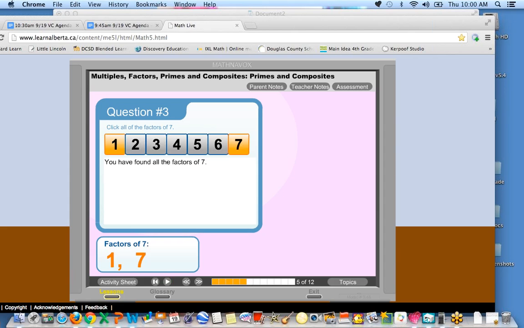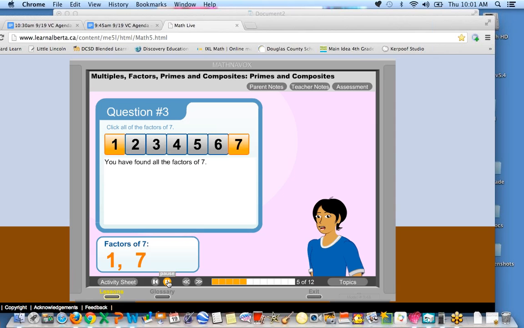No, right? Because 2 times 2 is 4, 2 times 3 is 6, 2 times 4 is 8, so therefore that is not a factor. What about 3? 3 times 1 is 3, 3 times 2 is 6, 3 times 3 is 9, so is that a factor of 7? No. 4, 4 times 1 is 4, 4 times 2 is 8. Nope, so we've already passed up 7. So therefore, the only two factors of 7 are the number 1 and itself.